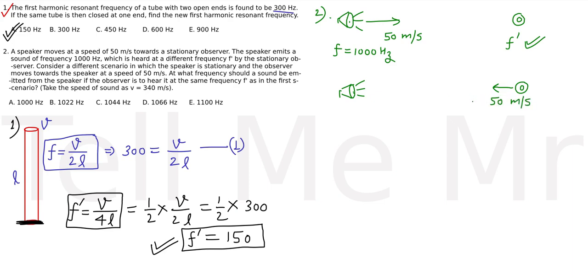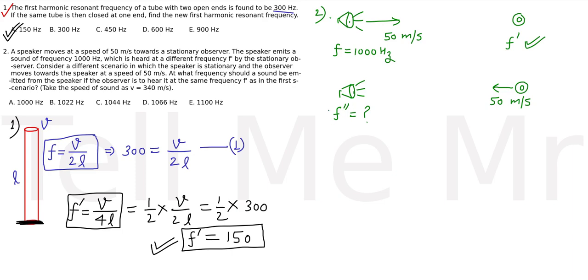So this is the second scenario. The question is at what frequency should a sound be emitted from the speaker, say f double prime, so that the observer hears it at the same frequency f prime as in the first scenario.